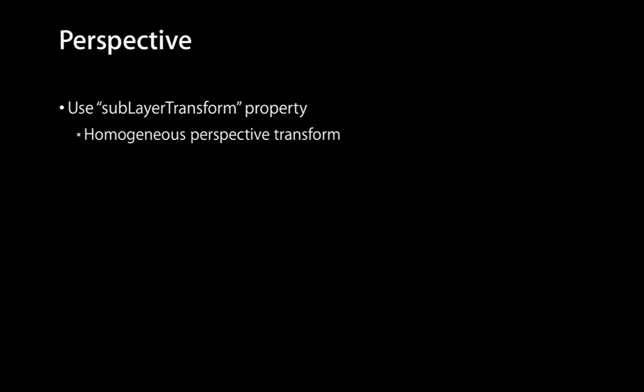How you get the perspective is by using a property called the sublayer transform property. And you apply it to the parent layer. So all the sublayers of that parent, which has a sublayer transform property set, will have an appropriate perspective transform applied to them. The type of transform used is called a homogeneous perspective transform. Obviously, I'm not going to give you a math lesson right now, but if you enter that as a search term in any search engine, you'll get lots of good references on that. It's very commonly used.